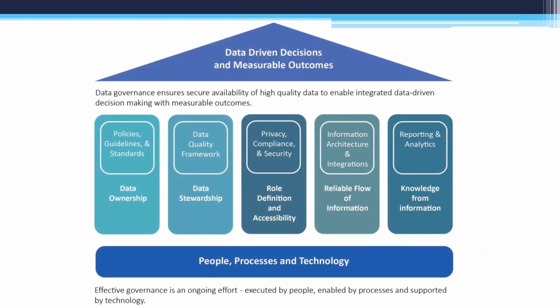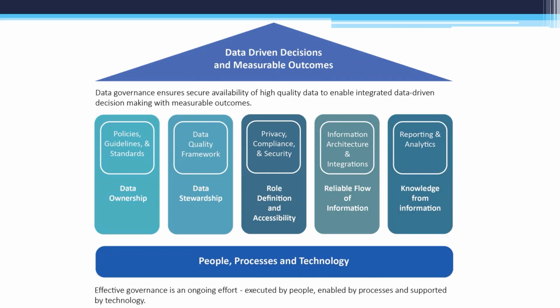We also have people, processes, and technologies, where it is an effective governance, which is an ongoing effort. There's also policies, guidelines, and standards in the first column, and we need to understand where the data ownership is. Also, the data quality framework, what work is produced, how we actually do quality assurance, and that is data stewardship. Then we actually have privacy, compliance, and security in your organization, where we have role definition and accessibility to those components or those data elements.